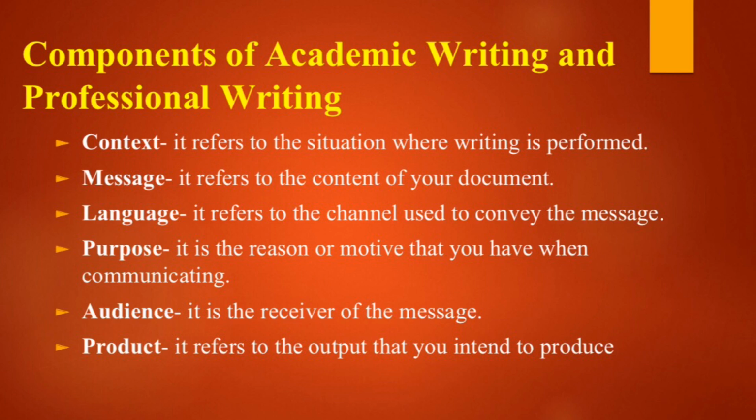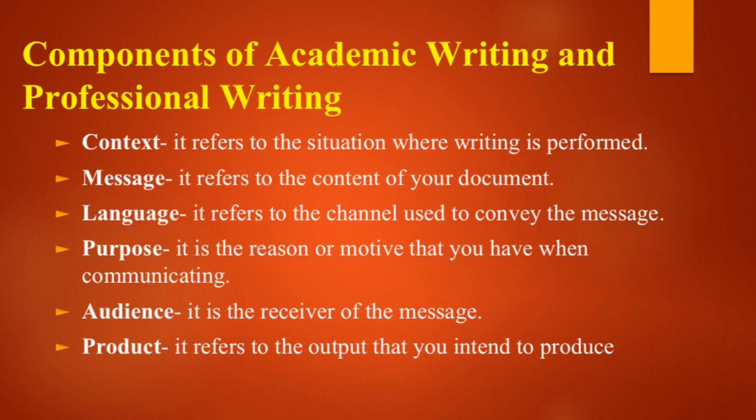Alright, so number 5 we have audience. And audience is the receiver of the message. It can either be primary or secondary. So an example of primary is the direct receiver of your document, and the secondary is the indirect receiver of your document. And last but not the least is product. So product refers to the output that you intend to produce after considering all other components. So this is the finished product of what you have written.